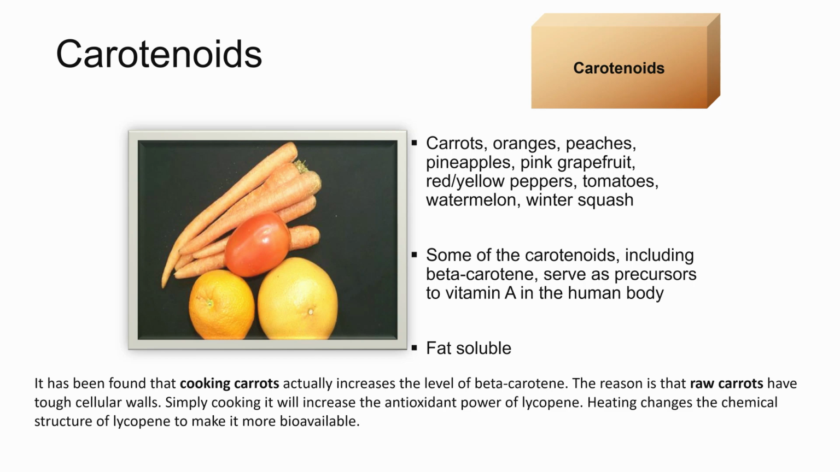This can include beta-carotene, which serves as precursors to vitamin A in the human body. These are fat-soluble. It has been found that cooking carrots actually increases the level of beta-carotene. The reason is that raw carrots have tough cellular walls, and when we cook the carrots, we increase the antioxidant power of lycopene. Heating changes the chemical structure of lycopene to make it more bioavailable.